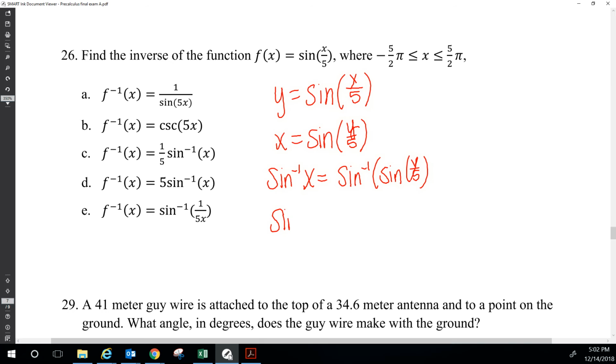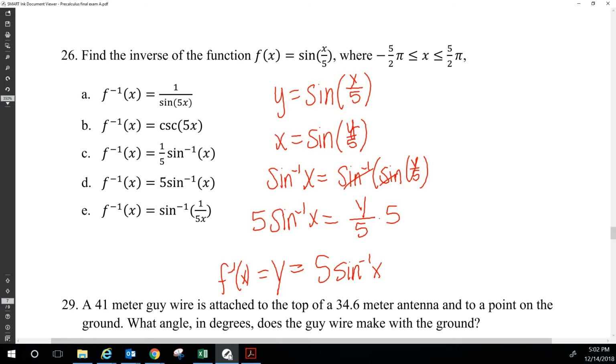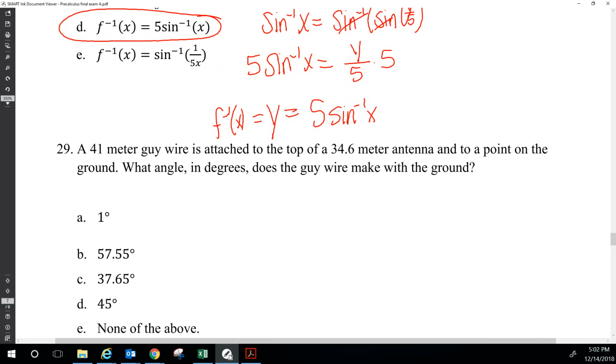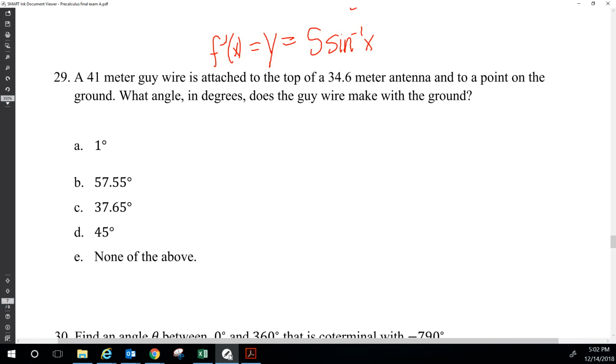And so sine inverse of x is equal to, these guys cancel, we get y over 5. Multiplying times 5, I get y is 5 sine inverse of x. And remember, y now is the f inverse. So f inverse of x is 5 sine inverse of x, which would be D. That might be a bonus type question on your final.